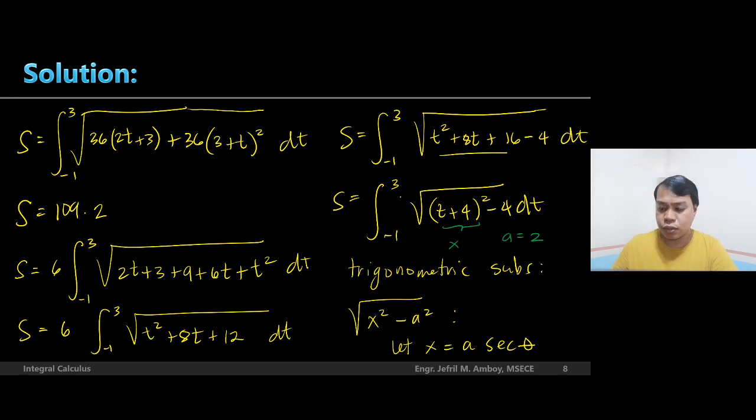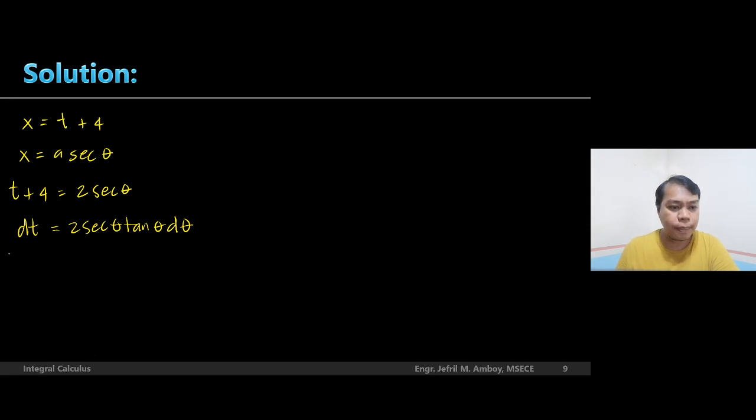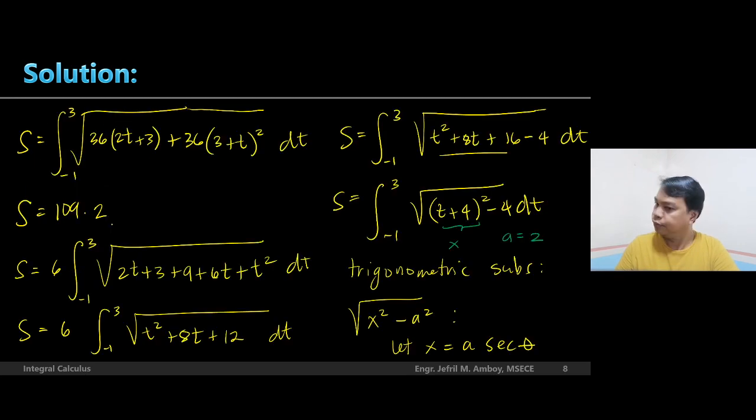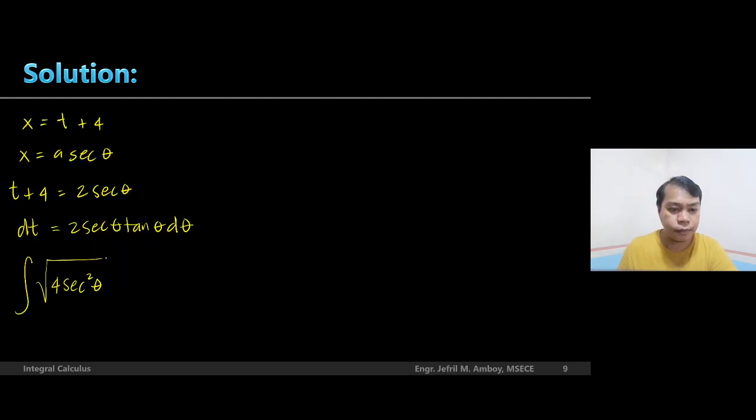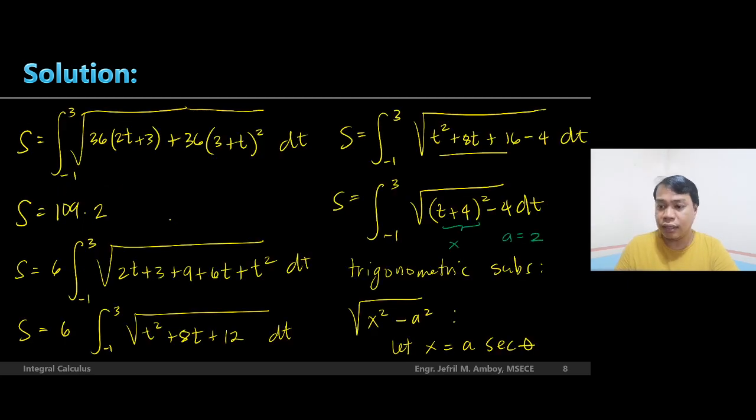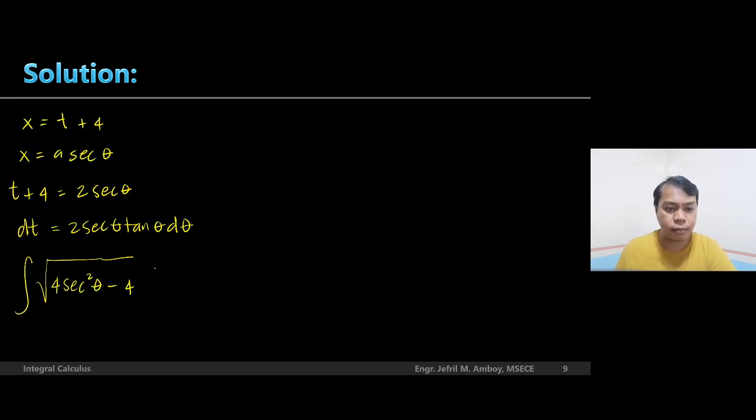So, the square root of t plus 4 squared. Kopyahin ko lang. Square root of t plus 4 squared. So, ito ay square lang natin. So, magiging 4 secant squared theta, then minus 4. And then, dt. Yung dt, papalitan natin ng 2 secant theta tangent theta d theta.